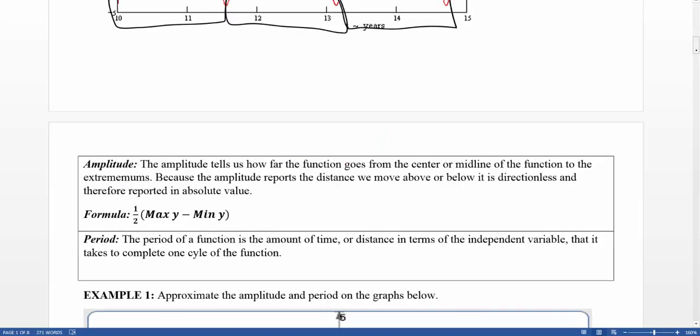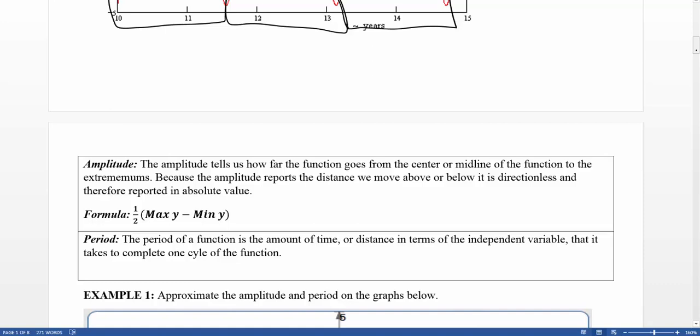When studying periodic functions, there are two main things that we're really interested in that help tell us both about the function and about the predictability of what will happen later. The first thing that we're interested in is called the amplitude. The amplitude tells us how far the function goes from the center or midline of the function to the extremums, which is the maximum or minimum. Because the amplitude reports the distance we move above or below, it's directionless and therefore reported in absolute value.